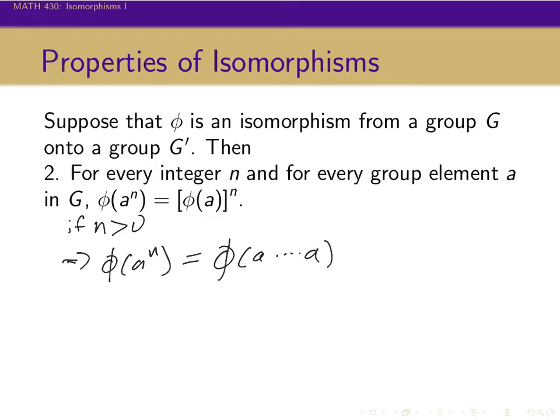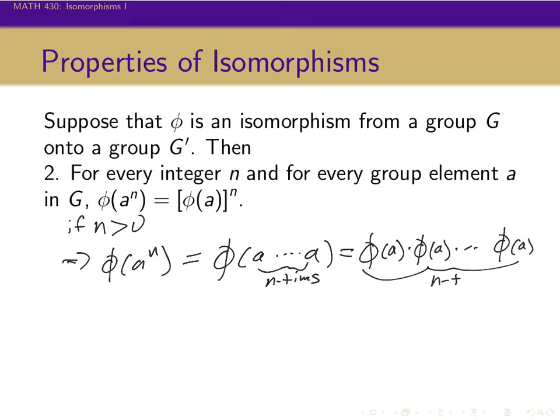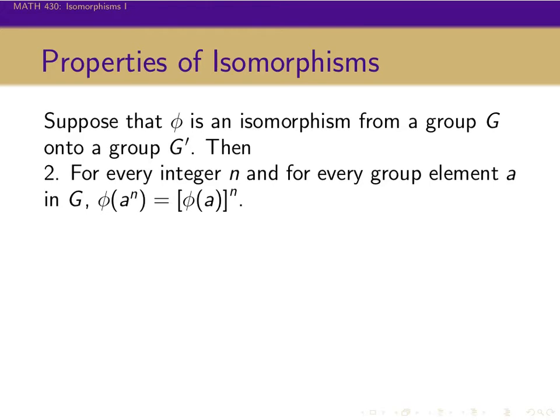a applied to itself n times. And so then using the fact that phi plays well with the group operation, we can write this as phi of a times phi of a out to phi of a, and this is done n times, and that's equal to phi of a applied to itself n times. Okay, and so there it is for positive n. So now we need to think about what happens for negative n. So the case that n equals 0, that's the identity case, which we already did.